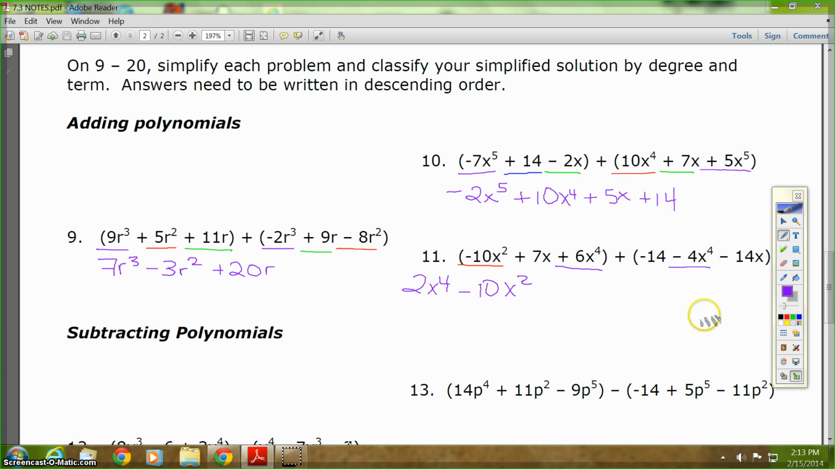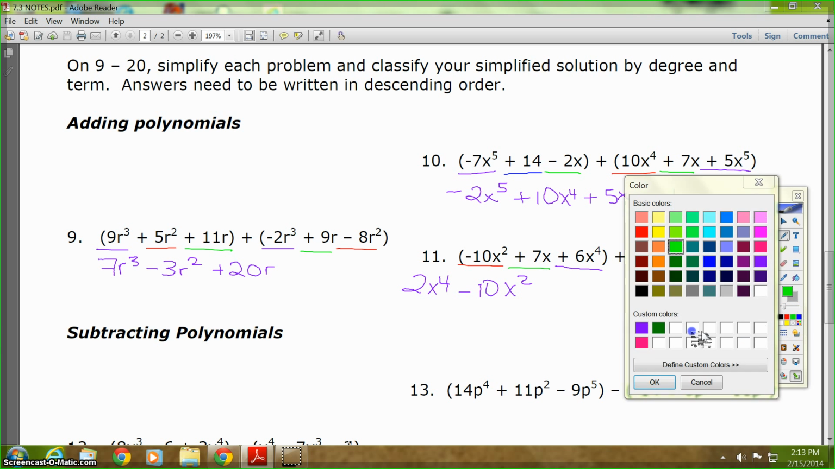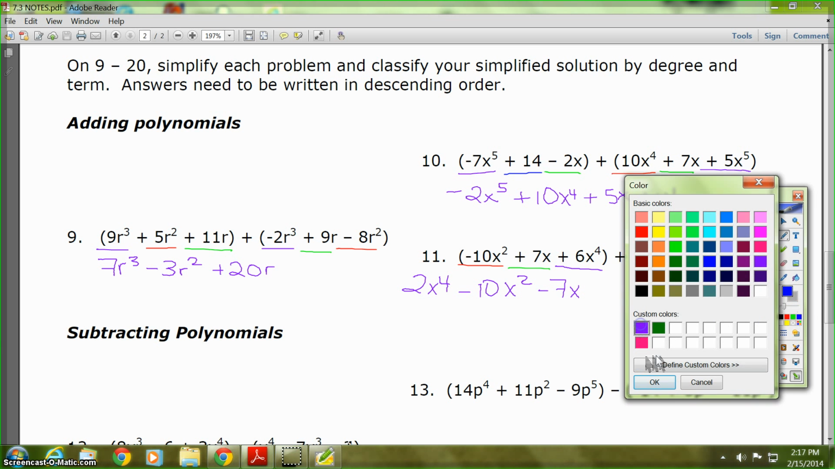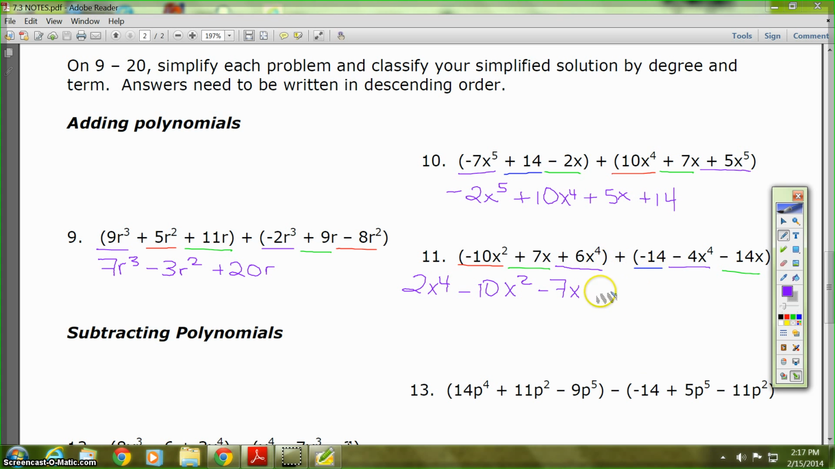And then I'm going to move on to my x term. So I have a 7x and a negative 14x. So those two will get combined, and I will get a negative 7x. And then I have one final term, which is my constant, negative 14. And negative 14 will be brought down. There's no other terms that I can combine with it. And then I've ensured that I've gone down in descending order.